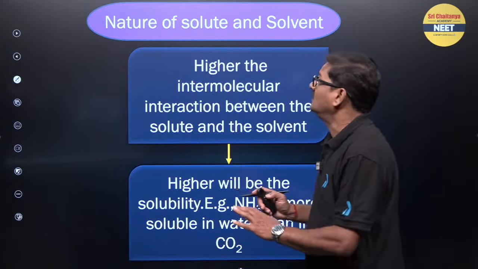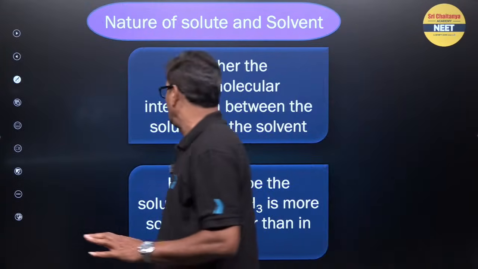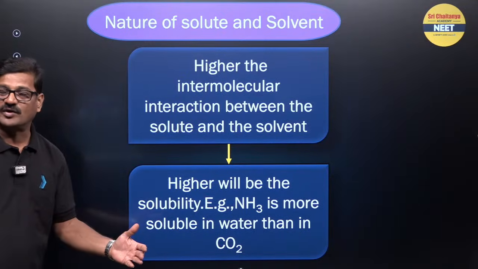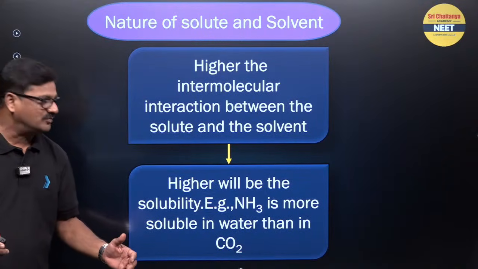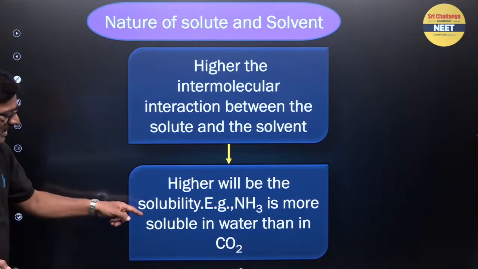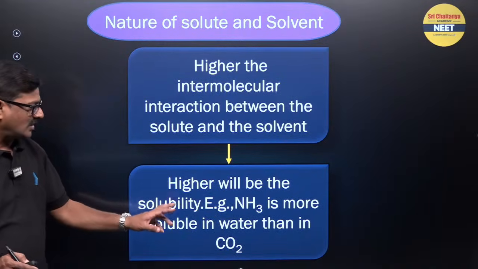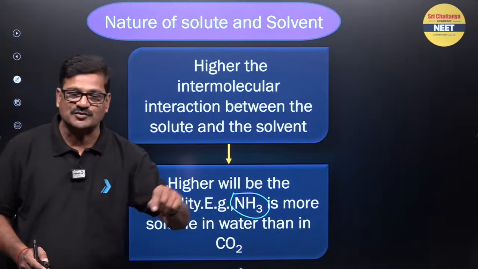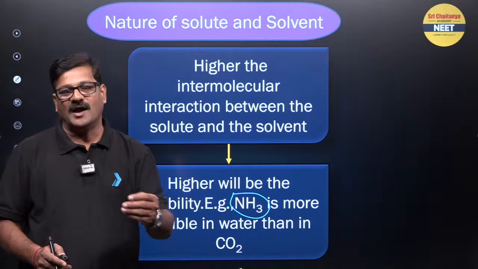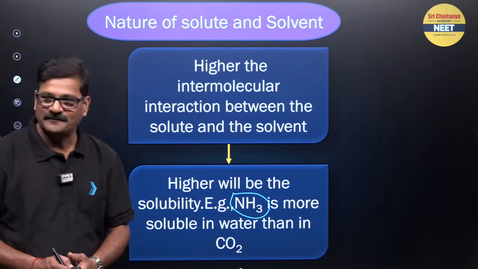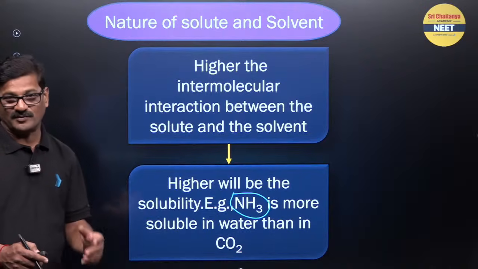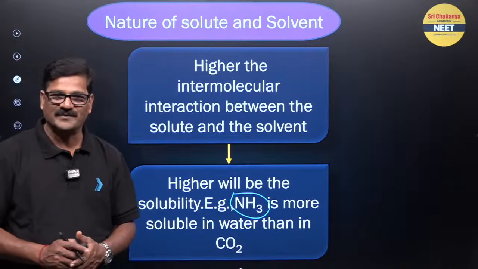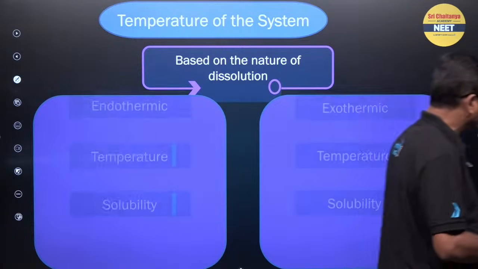Now you see here nature of the solute and solvent. The higher the intermolecular forces between the solute and the solvent, the more the solubility. For example, ammonia is more soluble in water than carbon dioxide, because ammonia forms intermolecular force with water by means of hydrogen bonding. But carbon dioxide does not form hydrogen bonding, isn't it? So only dipole-dipole interaction works. Fine. And also you see temperature.